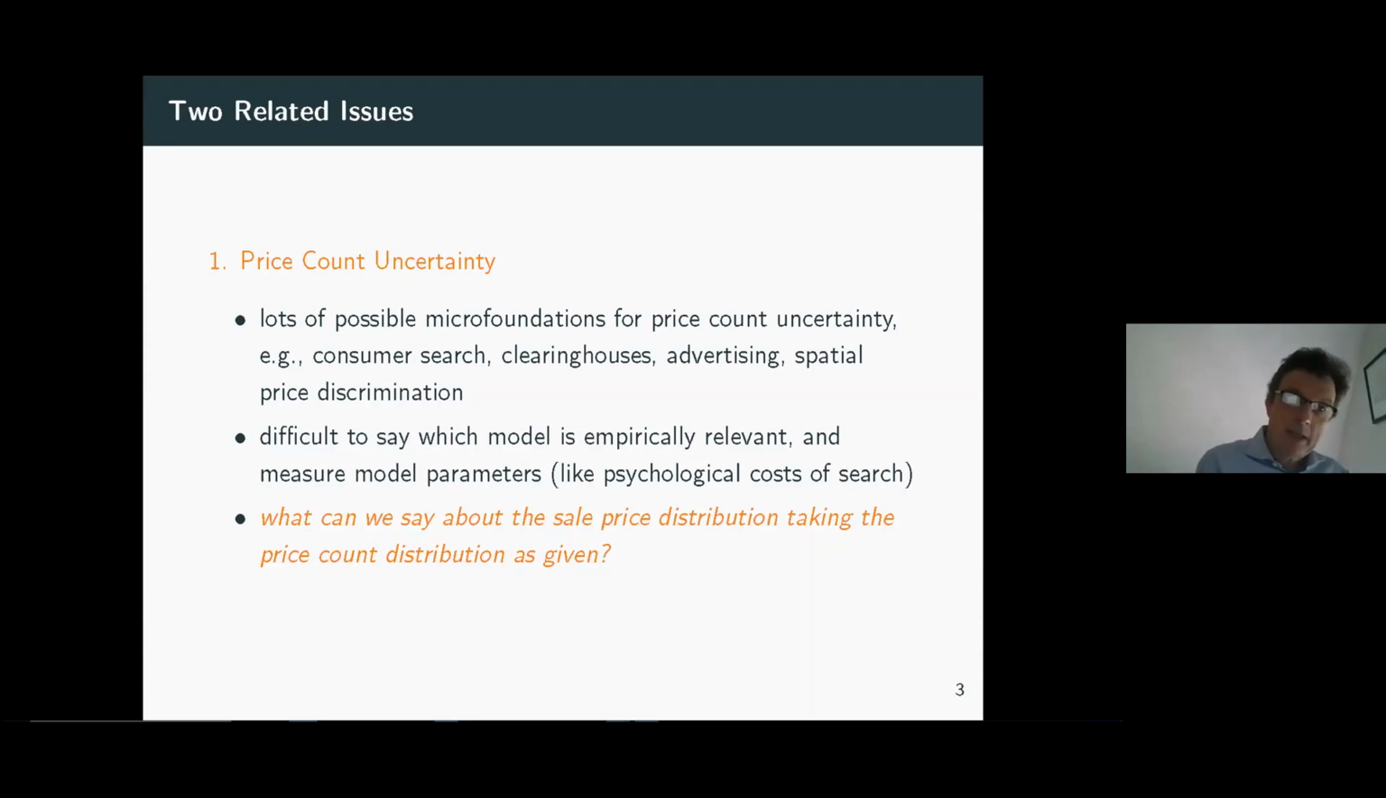The success and the multitude of all of these papers is in some sense also a curse. Namely, a priori, it's difficult to say which one of these many features that have been developed in the theory and these contributions is really the one that's empirically relevant. And often the parameters that describe the models are difficult to measure. So today we want to take a step back and simply say, let's just fix a given distribution of the price count. Let's take that as a primitive of the model, and then think about, given that price count, what are possible distributions of prices, in particular possible distributions of sales prices that will support the revenue and the consumer surplus that might obtain in equilibrium.